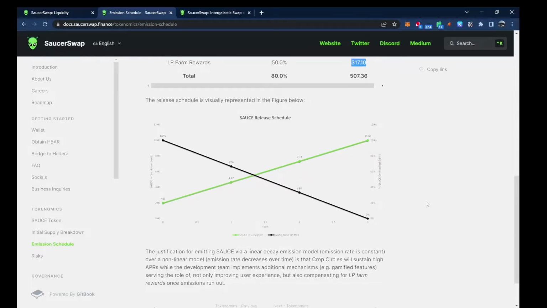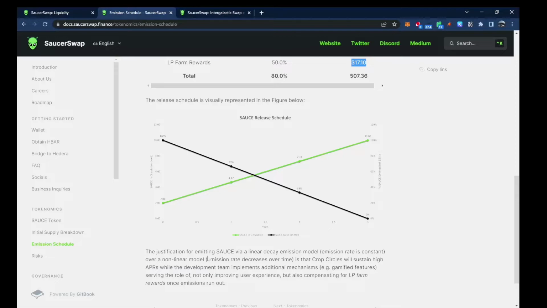And as you can see from this chart below, the team has opted for a linear decay model instead of the non-linear. The non-linear would be like an exponential decay. For those that don't know what that is, it's essentially a decay mechanism that would swing down like this. It means there'd be high rewards to start off with, but as time goes on, they will get significantly reduced.